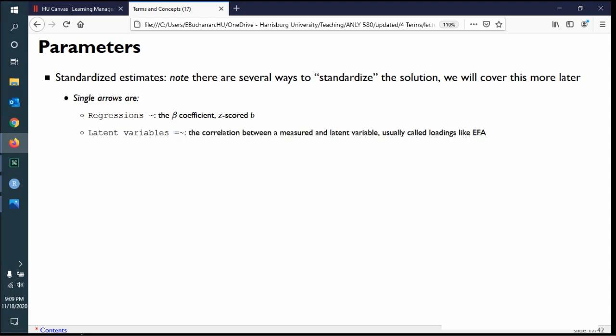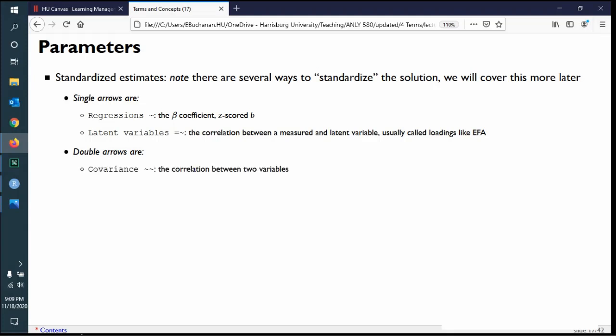Our latent variables actually become a correlation. Every once in a while they'll get slightly over one, but this is more like EFA. So in EFA, the loadings are the relationship of the item to the factor, and those are correlations, just like here. I could still call it beta, I guess, but it's useful to know that those should not go over one. Generally, I'm going to call those loadings, to indicate that it's part of the measurement model, the relationship between a latent and its measured variables.